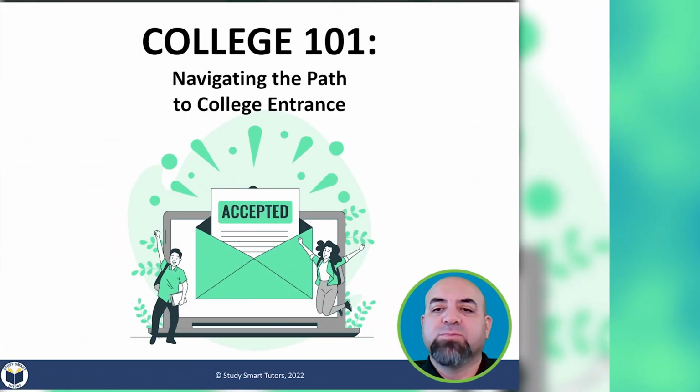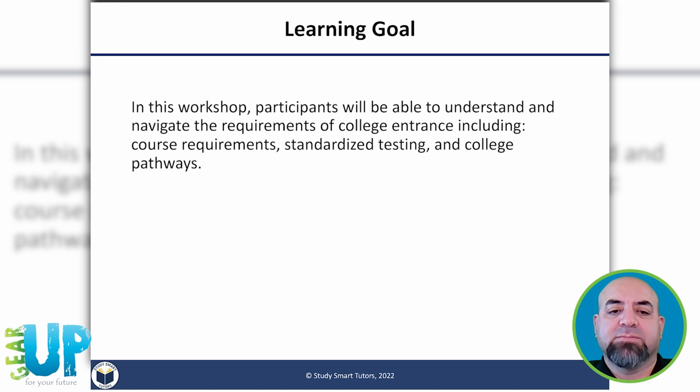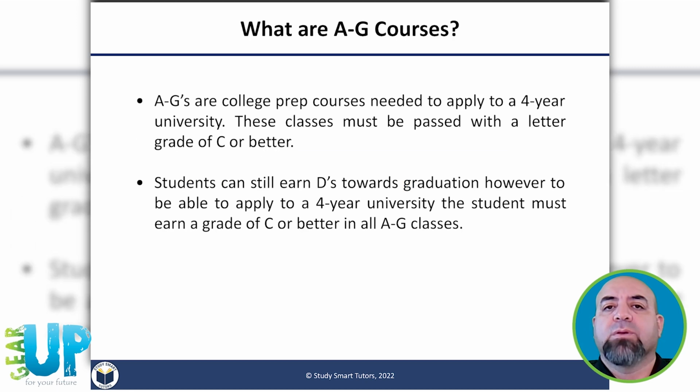Today's session is going to be College 101, Navigating the Path to College Entrance. In this workshop, participants will be able to understand and navigate the requirements to college entrance, including course requirements, standardized testing, and college pathways. The agenda for today is understanding A through G and high school graduation requirements, applying for college, and we will also learn about how to find the right fit college for you.